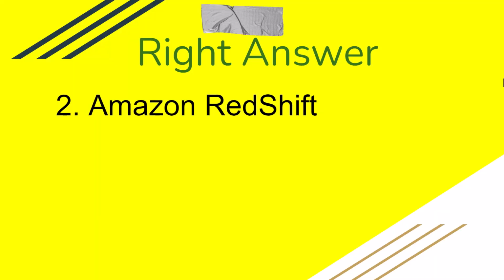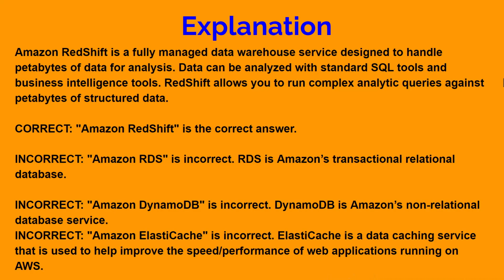Amazon Redshift. Explanation. Amazon Redshift is a fully managed data warehouse service designed to handle petabytes of data for analysis. Data can be analyzed with standard SQL tools and business intelligence tools. Redshift allows you to run complex analytic queries against petabytes of structured data. Correct. Amazon Redshift is the correct answer.